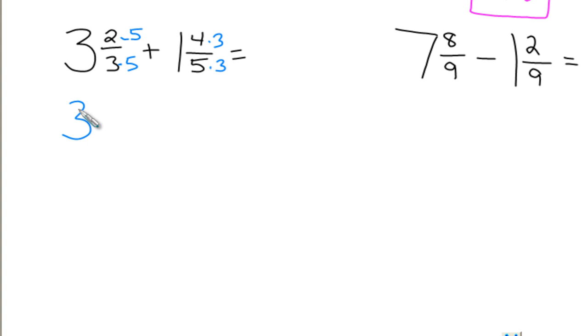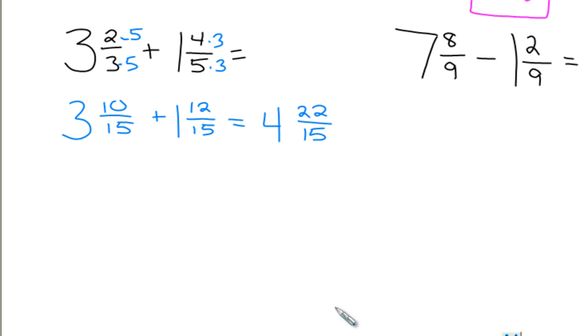My new fractions are 3 and 10/15 plus 1 and 12/15. Okay, then you add or subtract your fractions. So we have 10 plus 12 is 22. Denominator stays the same. And then 3 plus 1 is 4. Okay, so now we need to look at this and say this is an improper fraction, so we need to change that to a mixed number. So I'll do it right down here. We have numerator goes inside the box, denominator goes outside the box.